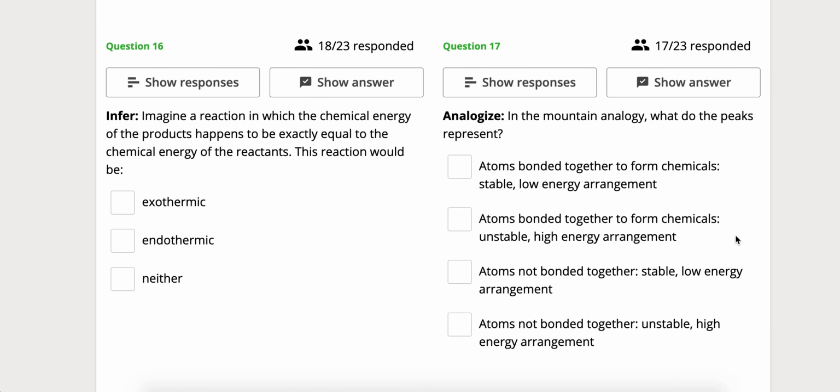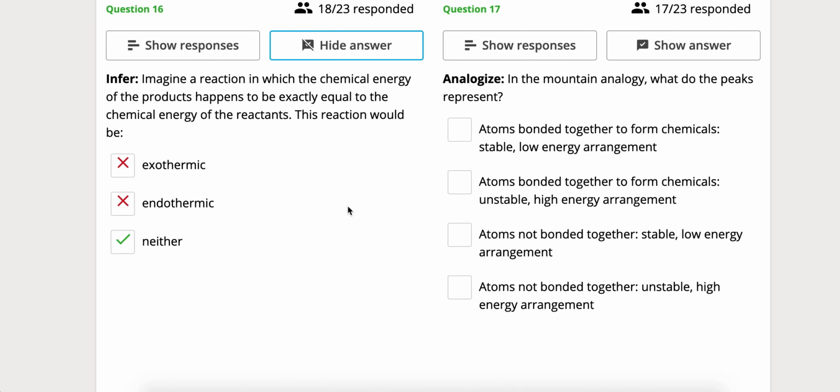For question 16, imagine a reaction in which the chemical energy of the products happens to be exactly equal to the chemical energy of the reactants. This reaction would be exothermic, endothermic, or neither. So, the correct answer here would be neither, and the reason for that is because if the reactants and products both have the same amount of chemical energy, then overall no energy will have gone into or come out of the surroundings.